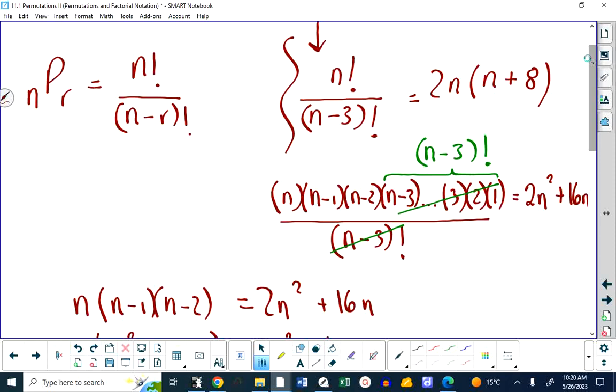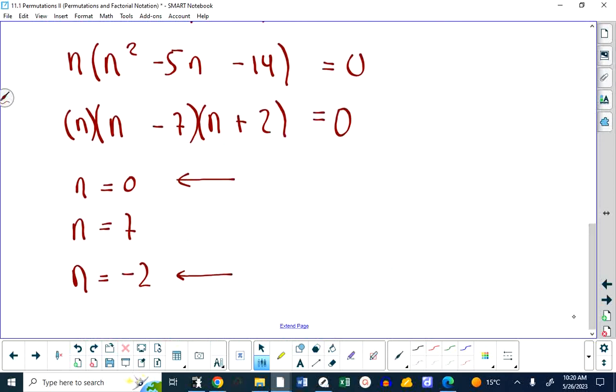The other way to look at it is that that would mean we have 0P3, and I'm asking you to arrange 3 items out of a group of 0, and that can't be done. We'll talk about what really happens in a second. But anyway, the only number that makes sense is 7. And that means that 7 is the answer to the question.